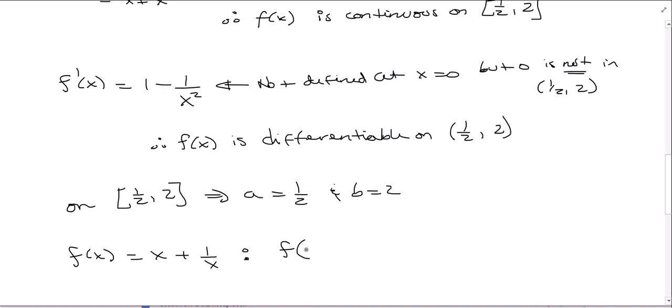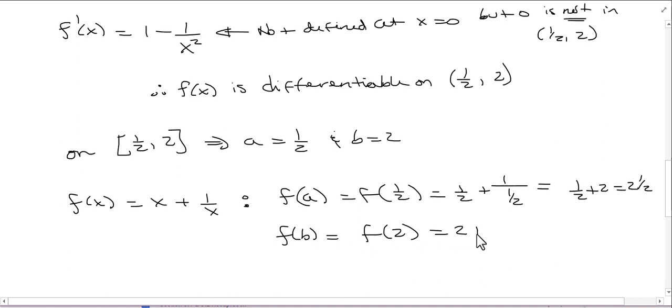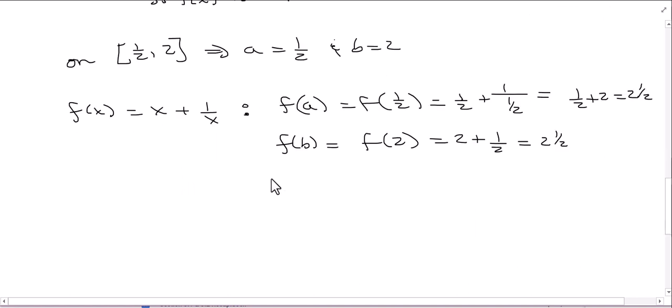So therefore, what is f of a? F of a will be f of 1/2, which is x plus 1 over x, so 1/2 plus 1 over 1/2. So this is really 1/2 plus 2, which is 2.5. And what about f of b? F of b is f of 2, which will be 2 plus 1 over 2, which is still 2.5. So it meets the three conditions of Rolle's theorem. It is continuous on the closed interval 1/2, 2, it is differentiable on the open interval 1/2, 2, and f of 1/2 equals f of 2.